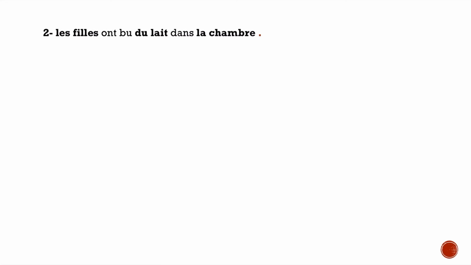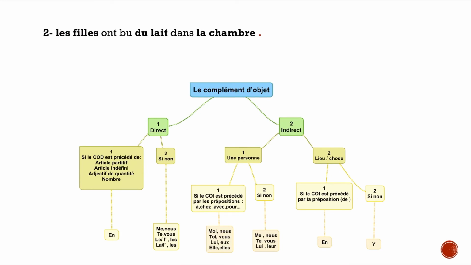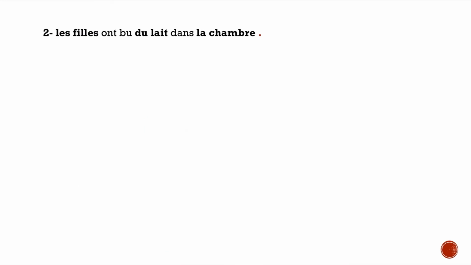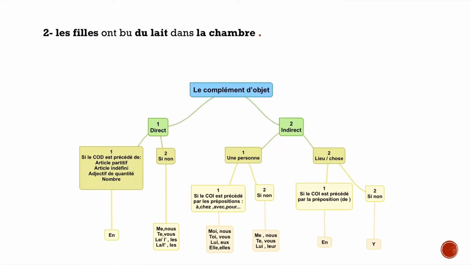Another example, les filles ont bu du lait dans la chambre. The girls drank milk in the room. Here, as you see, there are three nouns. The first noun is a subject. Les filles means the girls, so it will be elles with s. The second noun is du lait. It's un complément d'objet direct précédé par un article partitif. That's why we use en. The third noun here is la chambre. It's un complément d'objet indirect because il est précédé de la préposition dans. It's a place. That's why we use y. So, our pronouns are elles, en, and y.